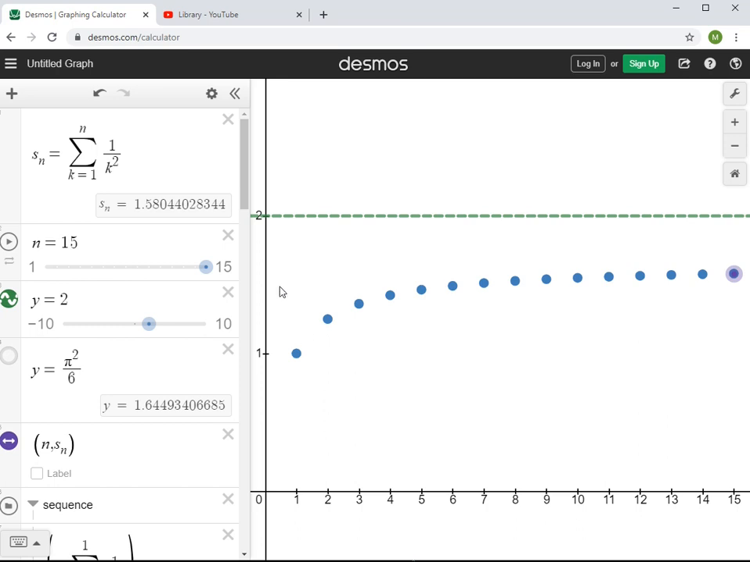Now, this does not necessarily mean it's going to level out at 2. In fact, it doesn't level out at 2. It happens to level out at pi squared over 6, and that's not in any way an obvious fact.